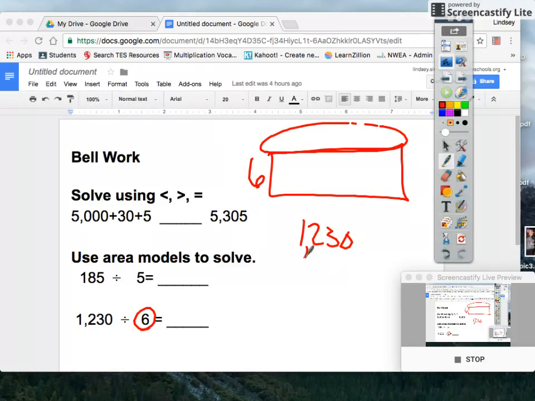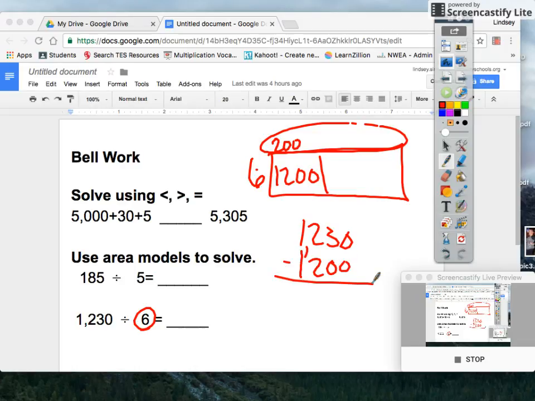All right, so what did you put up here, Dedrick? 200, because 6 times 200 equals 1,200. That's a good number to choose because you're going to knock out a ton of 1,230. Okay, so let's do 200. 200 times 6 is 1,200. I'm going to do my subtraction total.